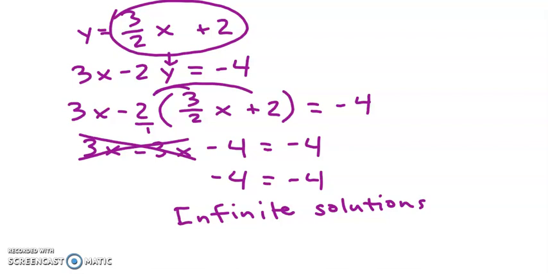Now, if you end up with two numbers that do not equal each other, well, that's not true, and so the equations are going to be parallel, and that tells us that there's no solution. So those are the two exceptions if we've got an equation where the variables end up totally canceling each other out.